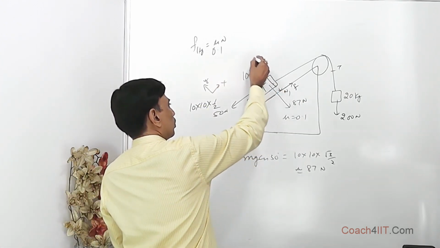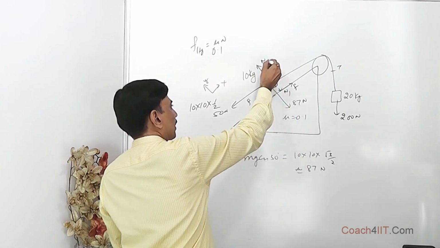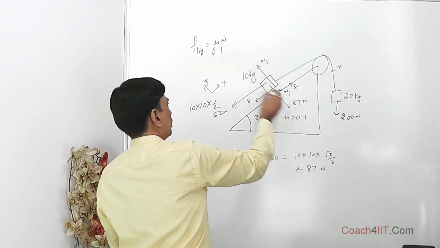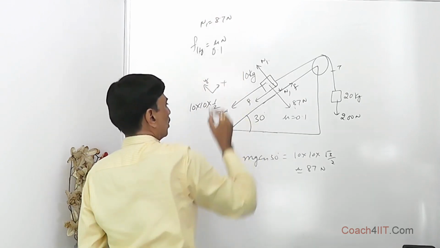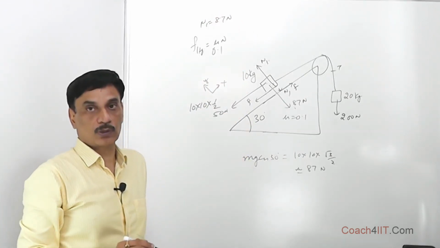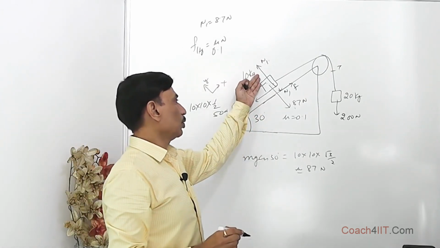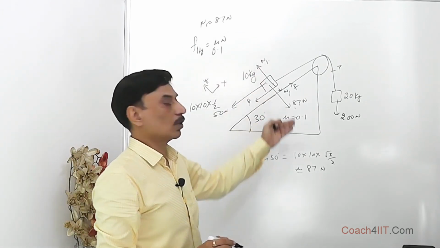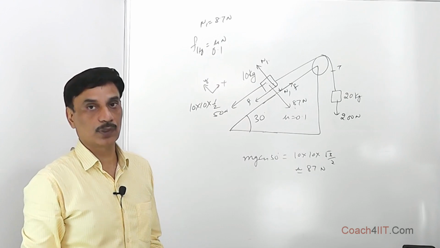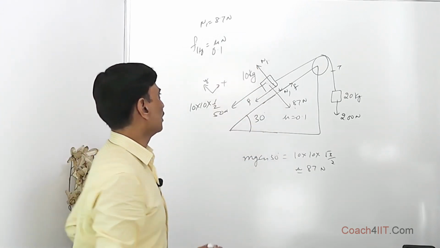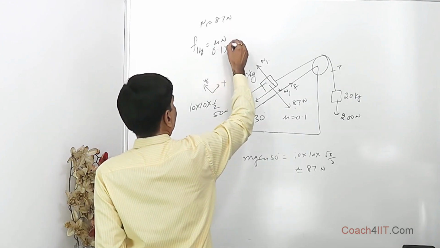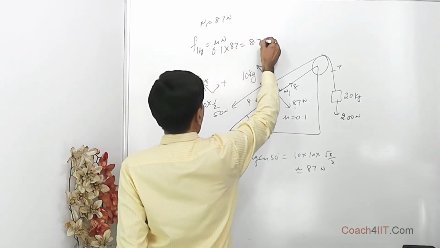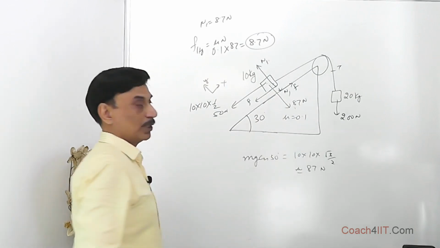This block is neither going up nor going down, so normal reaction N1 has to be equal to the component of weight, 87 Newton. Normal reaction is 87 Newton because there is no motion on the y-axis. Along the y-axis we have only two forces: one is N1, the other is the component of weight in this direction, that is 87 Newton. So 87 is going to be N1. So the limiting value of friction force is mu 0.1 into 87, that is 8.7 Newton.